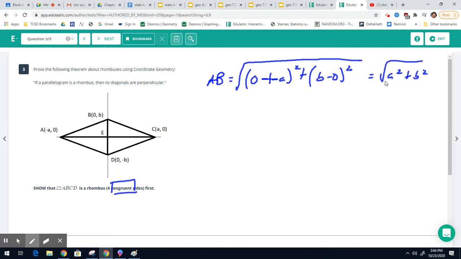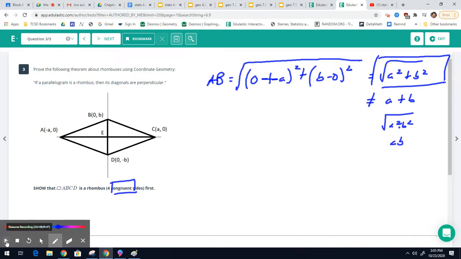Now listen to me very carefully. Square roots are not distributive. This does not equal A plus B, because you can't take the square root of each. No, it doesn't. This is what it is. If you had the square root of A squared times B squared, then it would be AB, because that's over multiplication and it is distributive. So keep that the way it is.